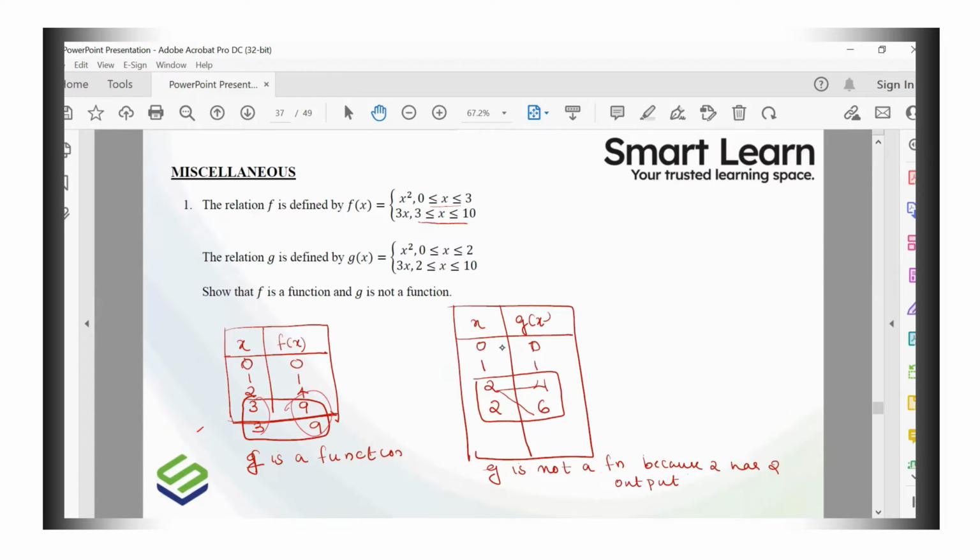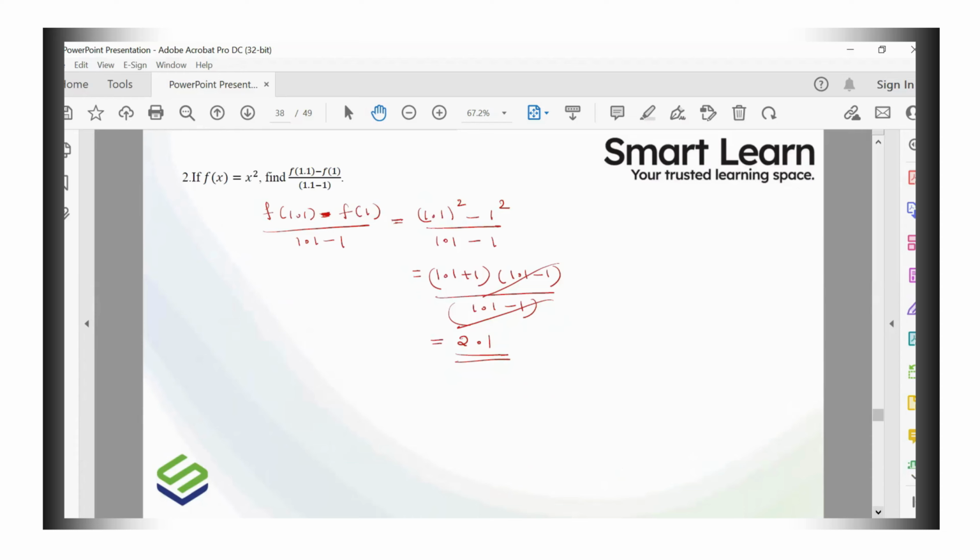When you look at the second question, when you put 0, the answer is 1. When you put 1, the answer is 1. When you put 2, 2 square, 4. Here when you put 2, my answer is 3 into 2, 6. That means for the same input, I have different outputs. So this is not a function.